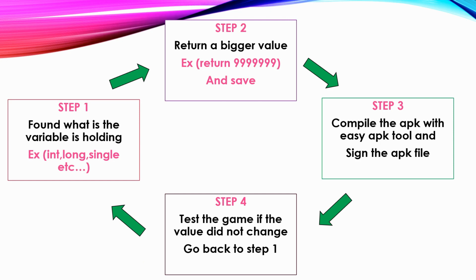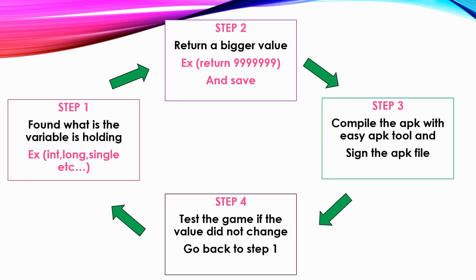So keep on looking for the function. If you find it, return a bigger value, compile the APK, sign it and also test it. If it works, congratulations. If it didn't work, keep on looking. Just don't give up. If you give up, you will never understand. Modding games is crazy hard. It's not easy, I know, but when you get the basics, it will be a little bit easier for you. When you get the basics, you will see that there's more stuff you can do, more stuff you can learn.